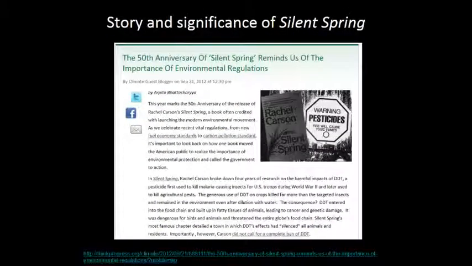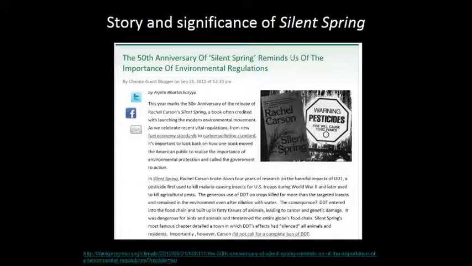So this is just an extract of, not an obituary, but a reflection on 50 years since Silent Spring, written in 2012. "So this year marks the 50th anniversary of the release of Rachel Carson's Silent Spring, a book often credited with launching the modern environmental movement. As we celebrate recent vital regulations, from new fuel economy standards to carbon pollution standards, it's important to look back and think how this one book moved the United States public to realise the importance of environmental protection and called the government to action. In Silent Spring, Carson broke down four years of research into the harmful effects of DDT," a pesticide first used to kill malaria-causing insects for US troops, and then the generous use of it basically led to the killing of a lot of animals, through bioaccumulation in the food chain. So a really important book.